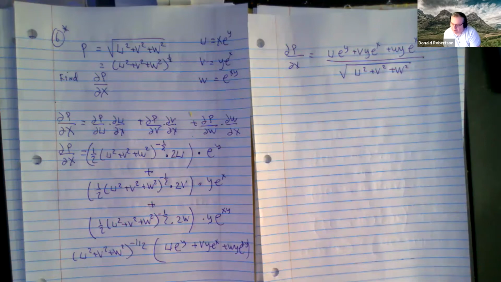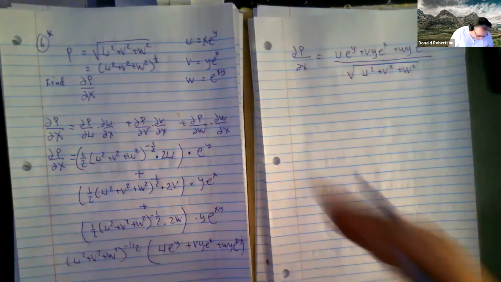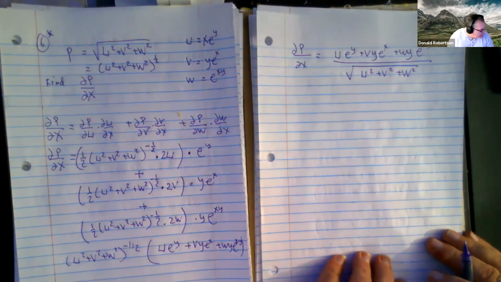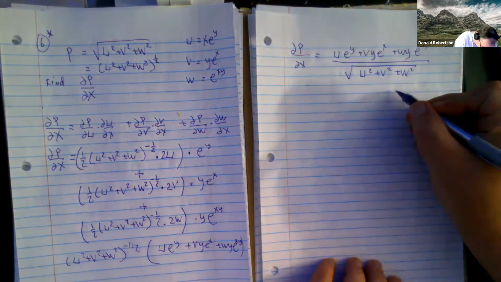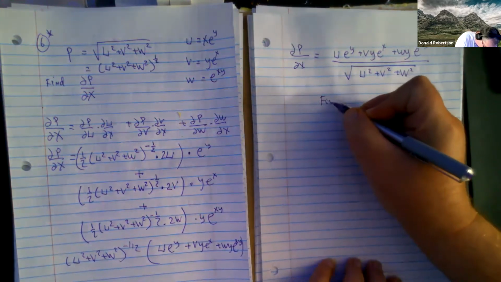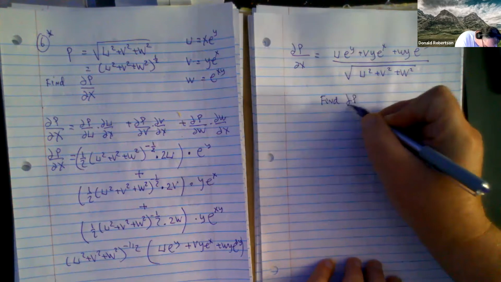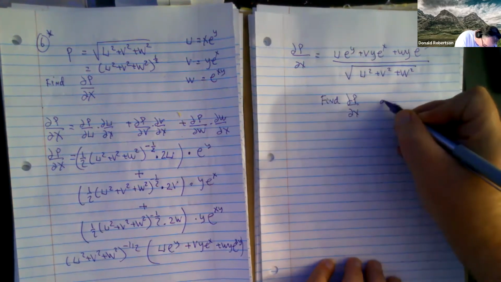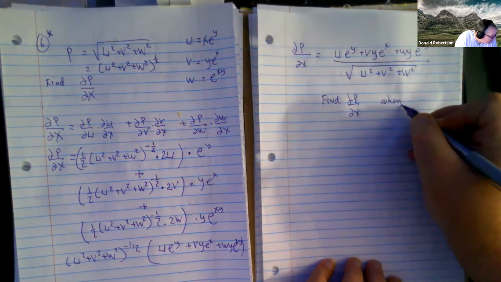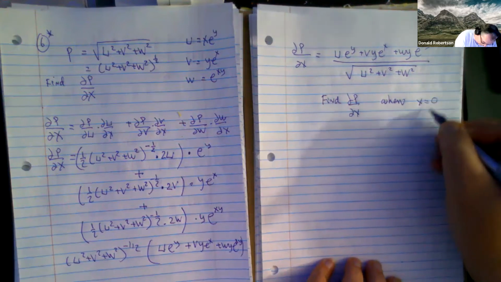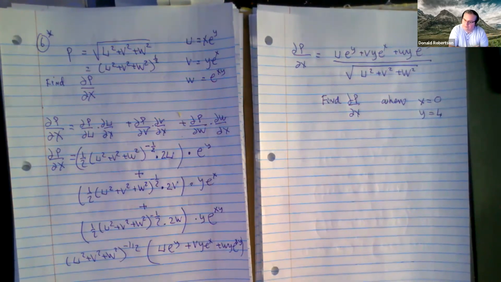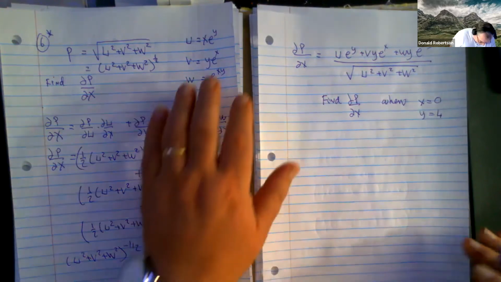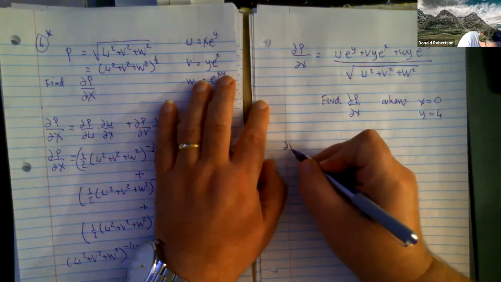Are we good? Right, now, just when you think you've got out of the hole, they throw another shovel full of dirt into you. We're being asked to find this partial derivative, but we have to do it when x is 0 and y is 4. Well, here goes.